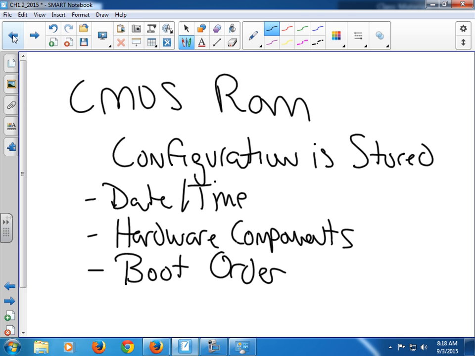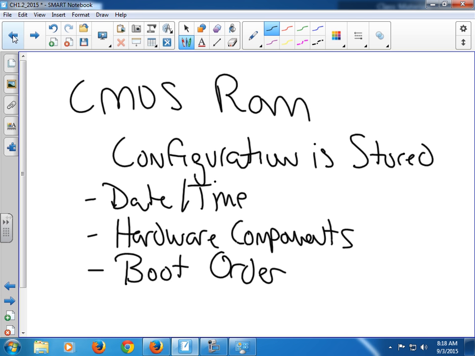So we can change some things on there like the date and time. We can't really change the hardware components. We can turn them on and off. When BIOS goes through and does its self-test, it goes and says, I found these things. It doesn't give the option of not finding those things. It either found them or it didn't. But it lets us say, okay, do I want to use this hard drive? Because I can turn it off or I can turn it on.